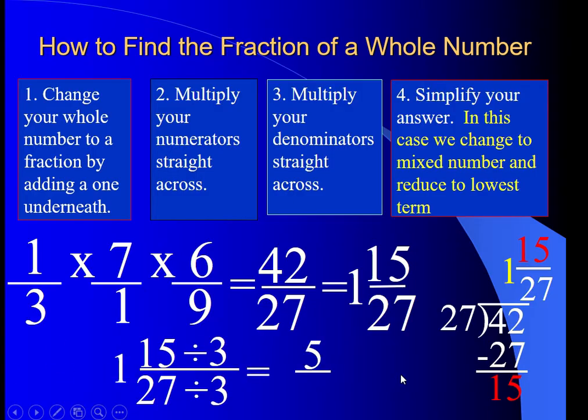15 divided by 3, we have 5. 27 divided by 3, we have 9. So, yung whole number, don't forget. So, the answer for here is 1 and 5/9. So, just remember this answer, ha?